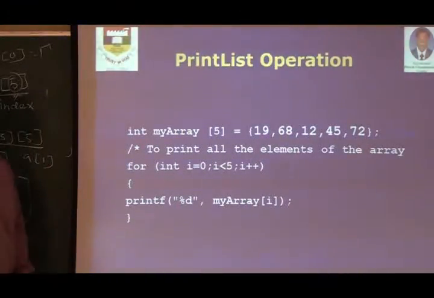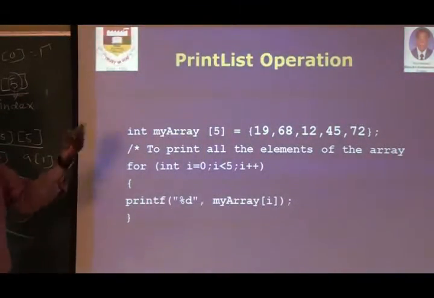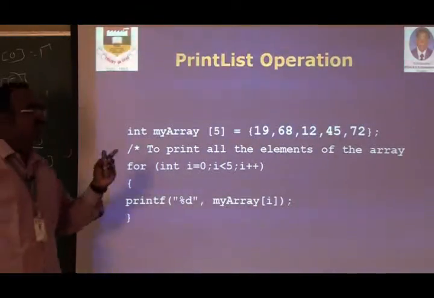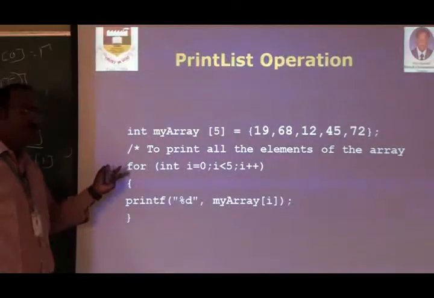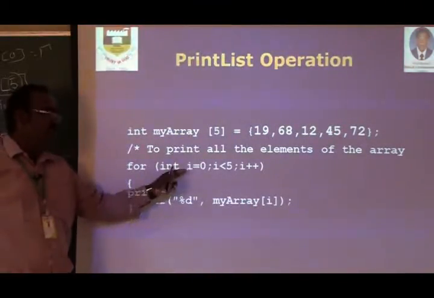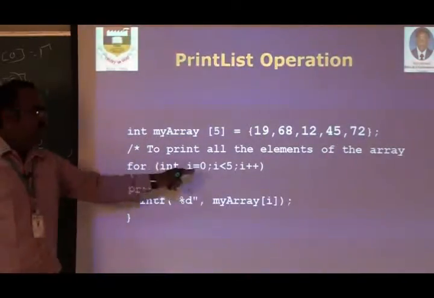So this is the print list operation. What are the elements there? I want to see that. You want to display the elements of the list. The elements of the list in my array are 19, 68, 12, 45, 72. How to display them? Particularly we need to define the for loop. The integer i is the iterating value. i is of type integer, starting at 0, and which is less than 5.